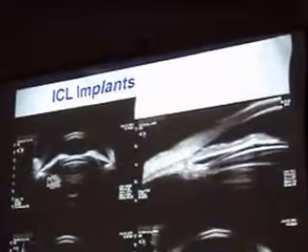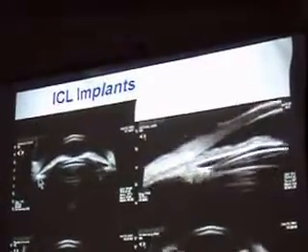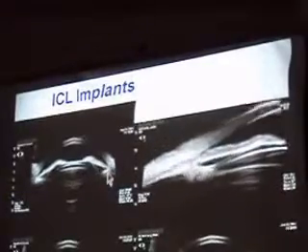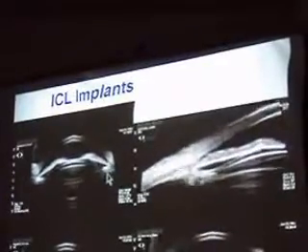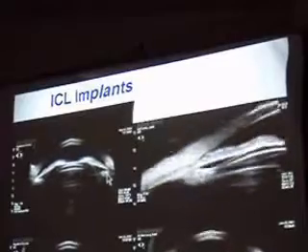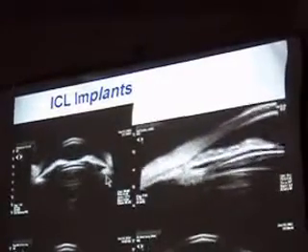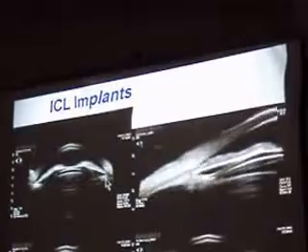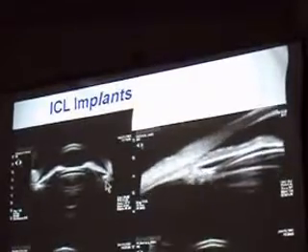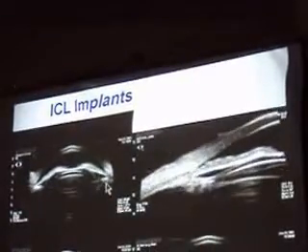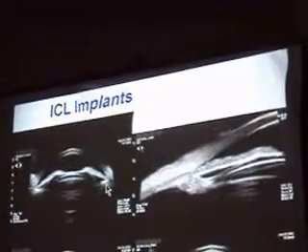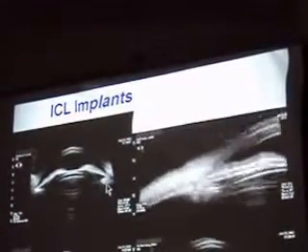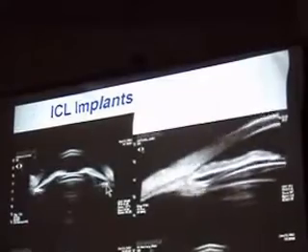We can also see here the haptics, the very end of the haptics, the footplates that are very well placed on the sulcus. It's being anchored on the sulcus, and that forces the lens to vault, creating a space inside the eye which was not present before.